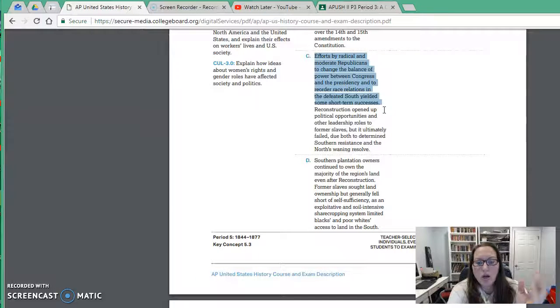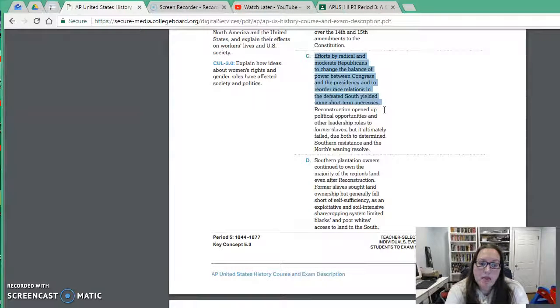Moderate Republicans were sometimes not so progressive on racial ideology or racial equality, and instead just wanted to see the reconstruction of the government, though sometimes supported things like the Freedmen's Bureau and universal education.